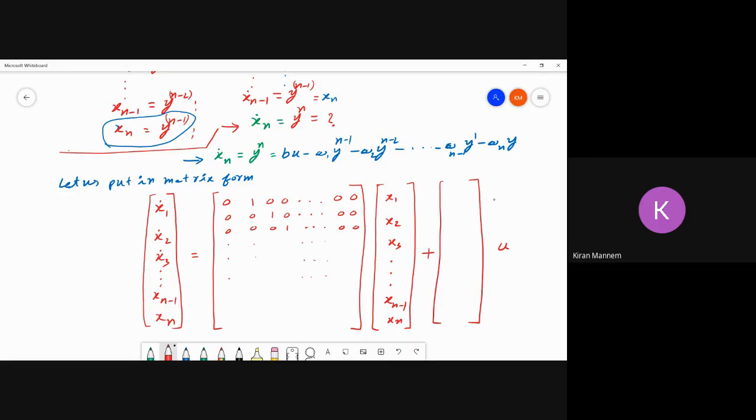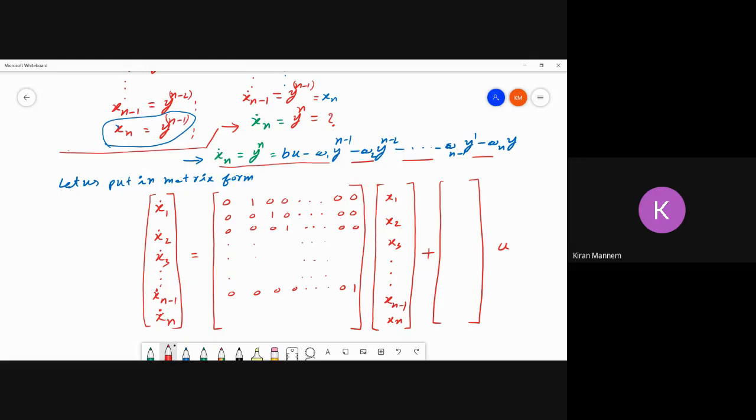What is the last element? It is 0, 0, 0, 0. So you'll get last one as 1 here, since x dot n minus 1 is nothing but x n. So we'll get 1 here. Now what about x dot n? Which is nothing but this one, right? This value.